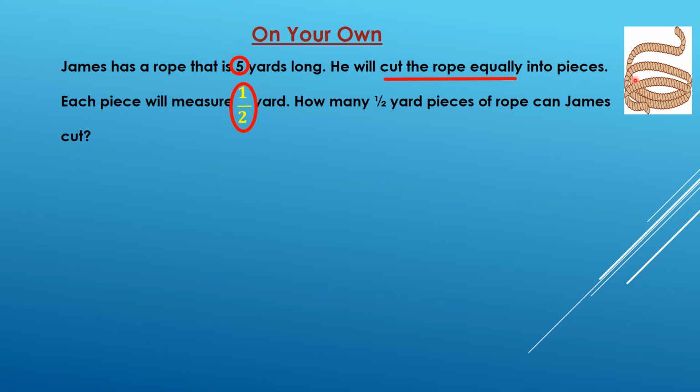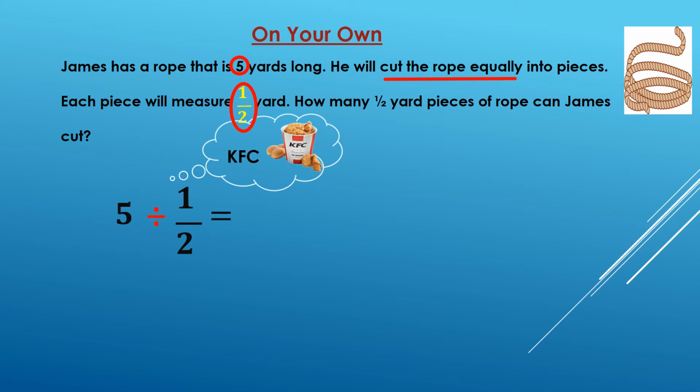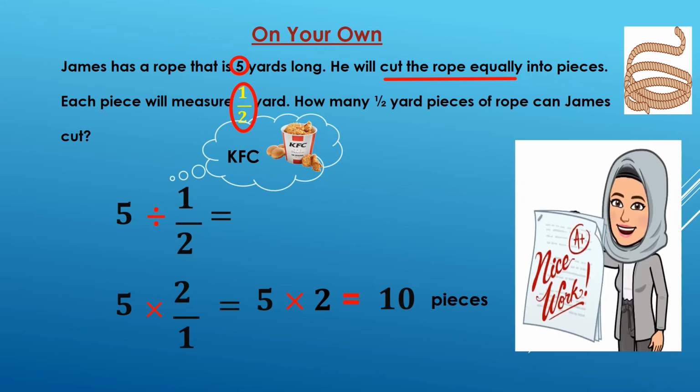So at the end, I will get a certain number of pieces which I don't know. I will use division to know how many pieces. 5 divided by half. And yes, it's the same method. KFC. Keep, flip, and change. And the answer is 5 times 2 equals 10. How many pieces? 10 pieces. Excellent, students. Excellent work.